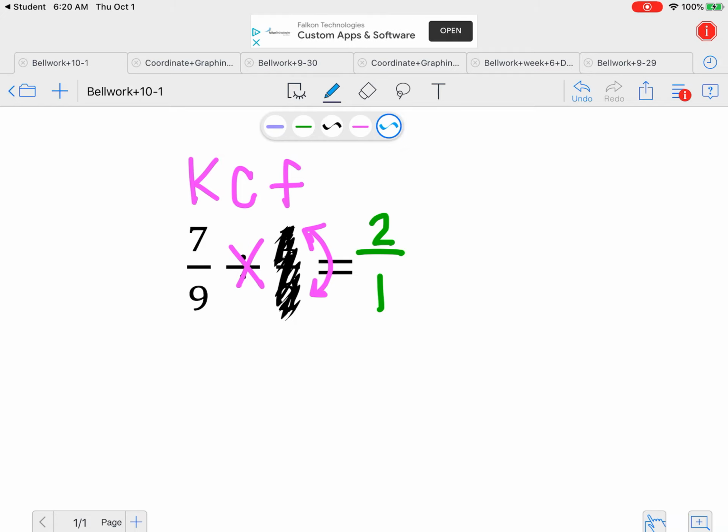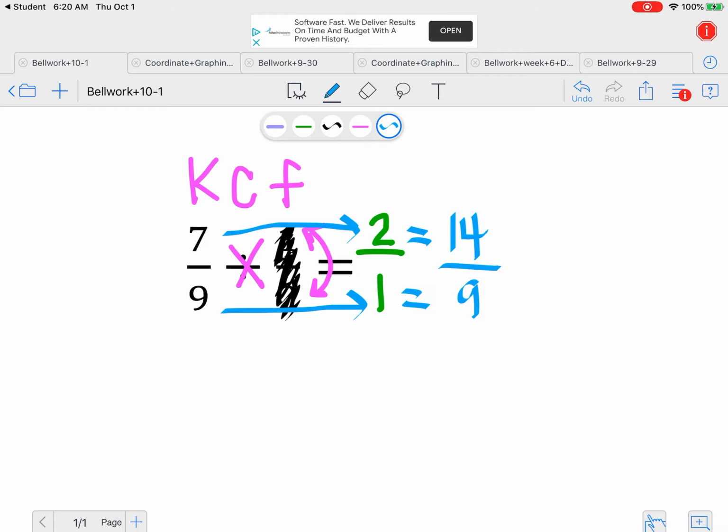Now that I've made a multiply problem, I can just go straight across with my flipped fraction. So 7 times 2 is 14. 9 times 1 is 9. This is an improper fraction, so what I could do to simplify is divide 9 into 14. 9 is only enough to go one time. Then when I subtract, the leftovers are 5.